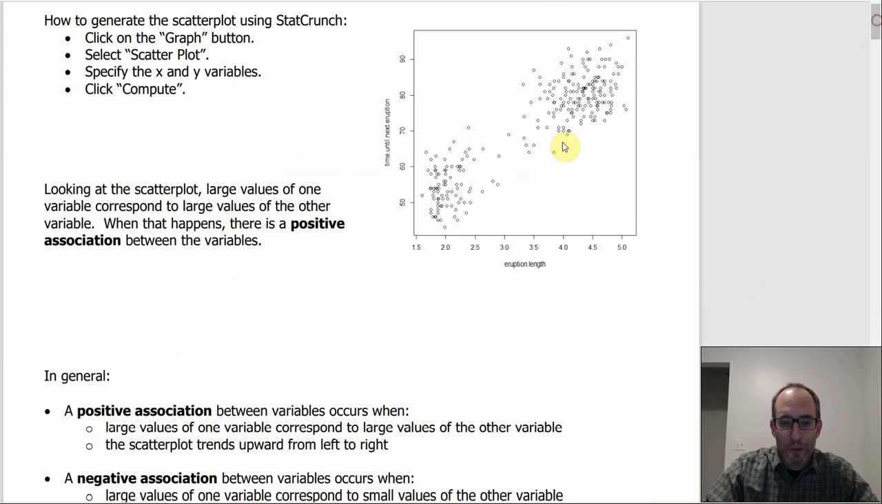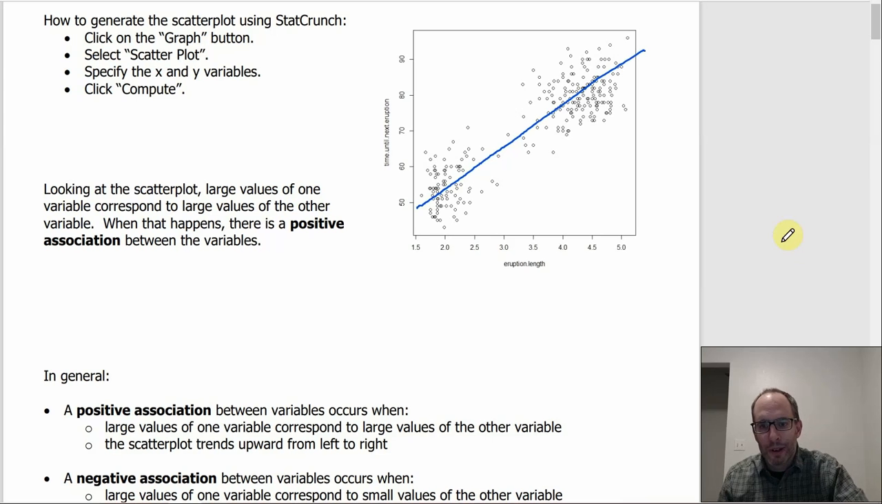All right, so a positive association is what that's called, where the scatter plot trends upward from left to right, or in other words, large values of one variable correspond to large values of the other one. So if you want to think of it as if you put in a best fit line, it would have a positive slope, right? Because that's a line with a positive slope. That's what it does. It goes upward from left to right. So like if you were going to put a best fit line to this thing, I think I can kind of draw one in. It would sort of go like this, right? So that would have a positive slope.